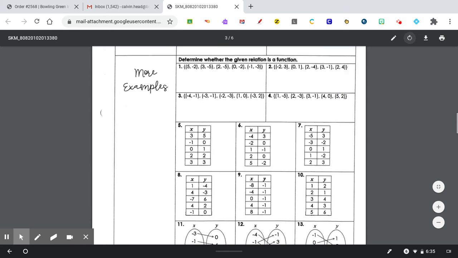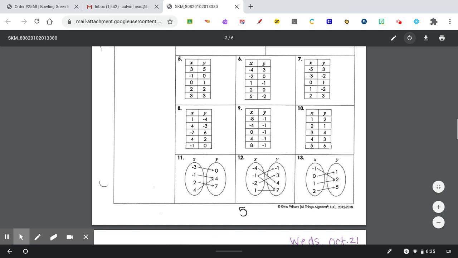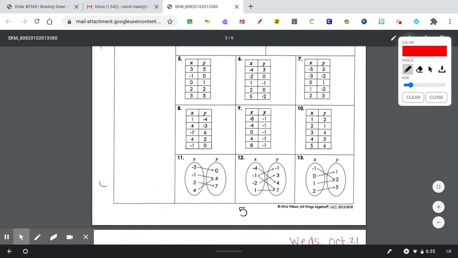All right. Scroll up. So again, we're going to determine if it's a function or not. So look at the x values: 3, 1, 0, 2, 3. The answer is no. Why? Because the 3's repeated. So it's a no. Look at number 6. It's a yes. None of those repeated.